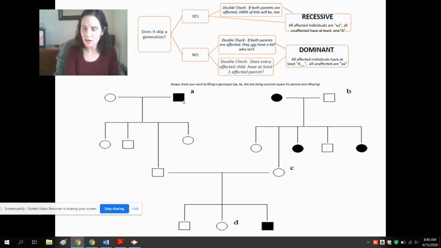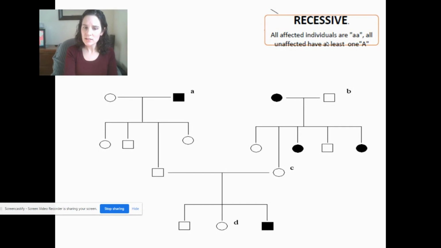Even though there is an affected individual in the grandparents, affected individuals here with these two aunts, it doesn't occur in the parents. It skips them, but then it shows up again in their kids. So the answer is yes, it does skip a generation. So that tells me that this is recessive, autosomal recessive. So that tells me what to do.